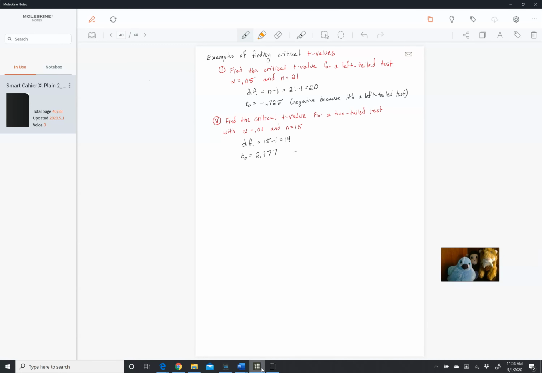That's our positive, and then our negative is negative 2.977. Remember, our critical region would be that our T is greater than 2.977 or our T is less than negative 2.977. Those would be our rejection regions. We call it a rejection region because that's when we reject the null hypothesis. So again, we have two critical values because it's a two-tailed test.